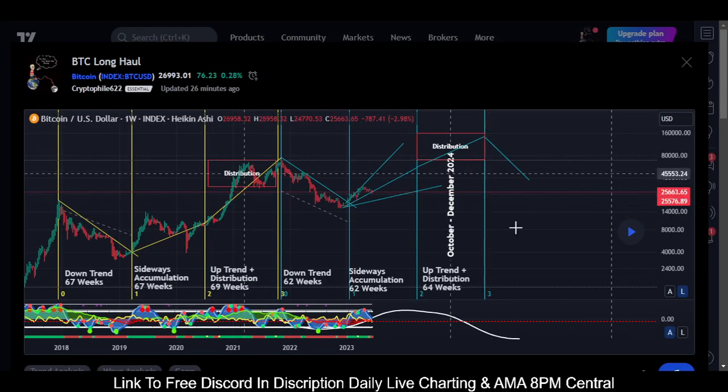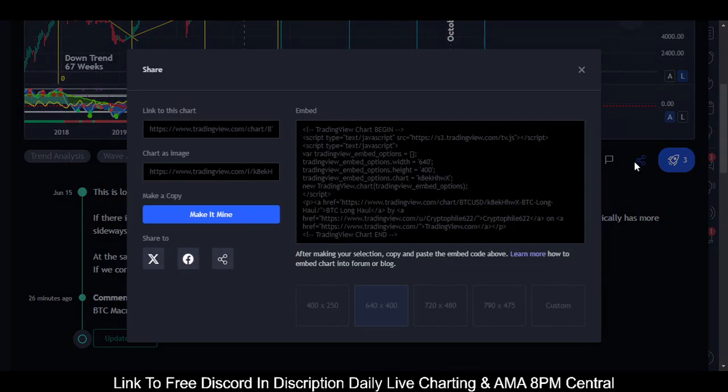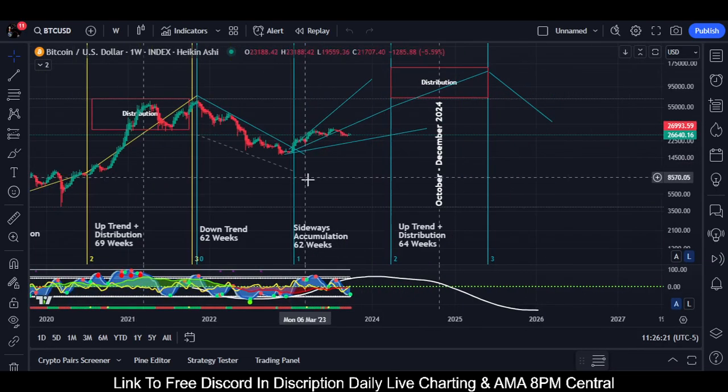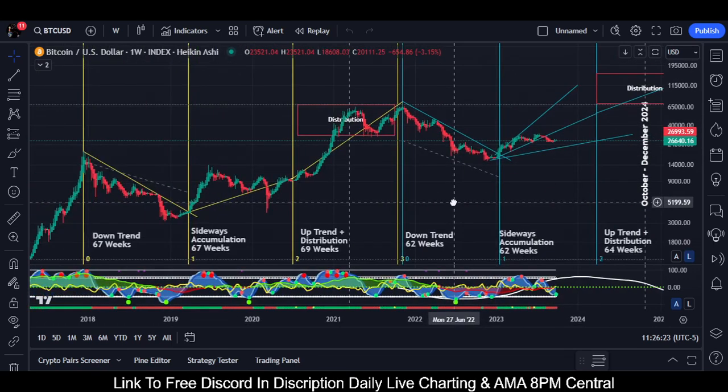Now we're going to come back here. We're going to go to the share tool. Only 3 boosts. Come on. This is a good chart. We'll copy, or we don't want the link. We want to make it mine. Now that has pulled this chart into Trading View.